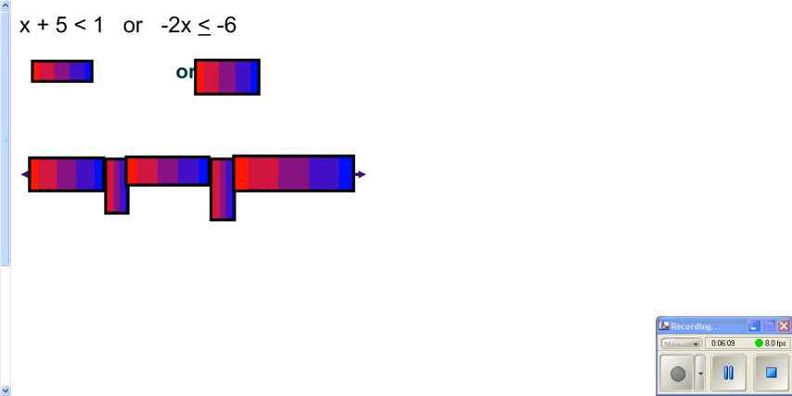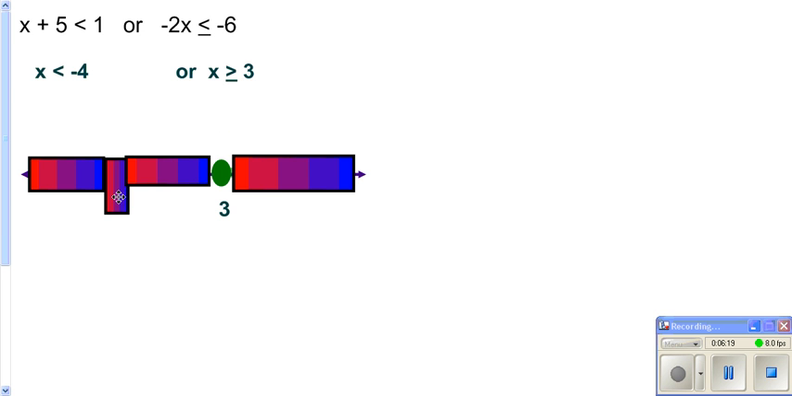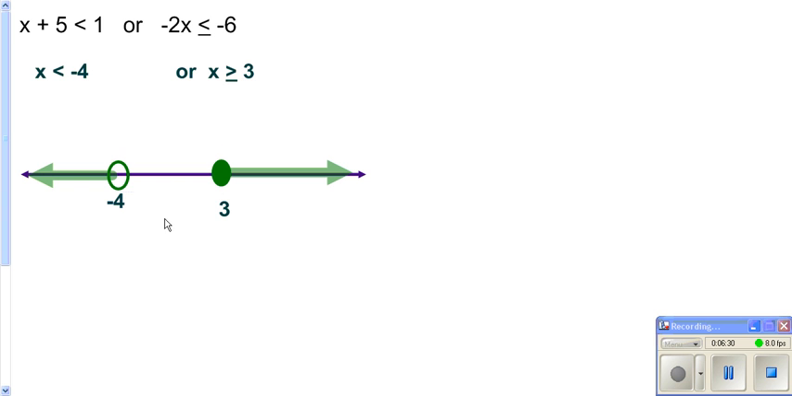So we want to go ahead and continue to do this one here. Subtract 5 from both sides, divide by -2, filled in at a 3, open at a -4, you're shading to the left of -4. Here you're shading to the right of a 3 because you're looking for greater than, and there's nothing in between.